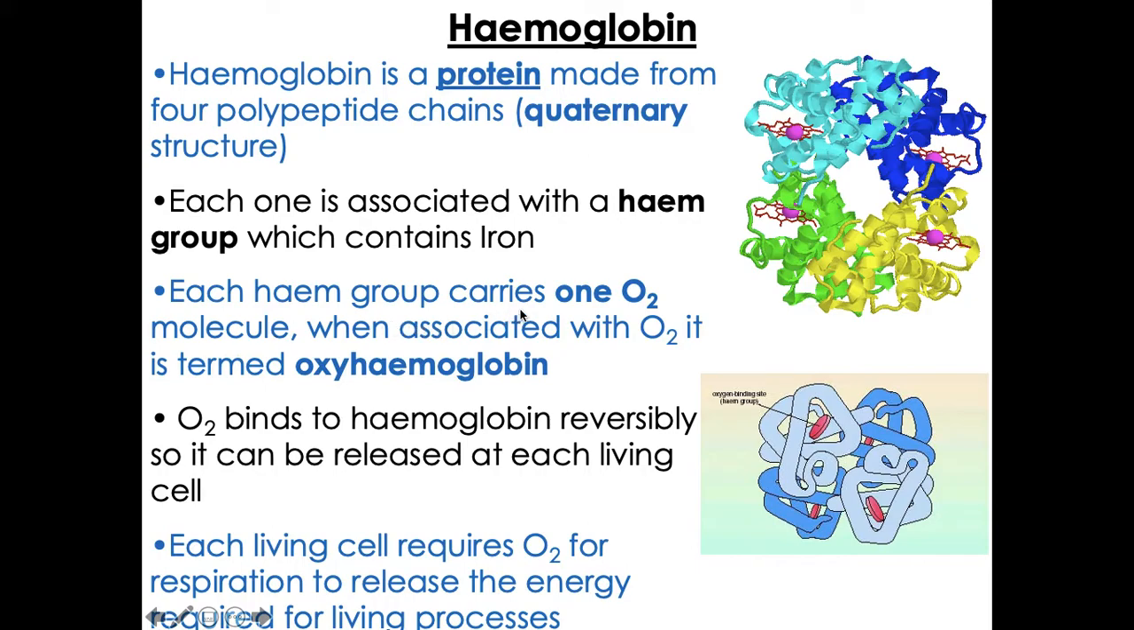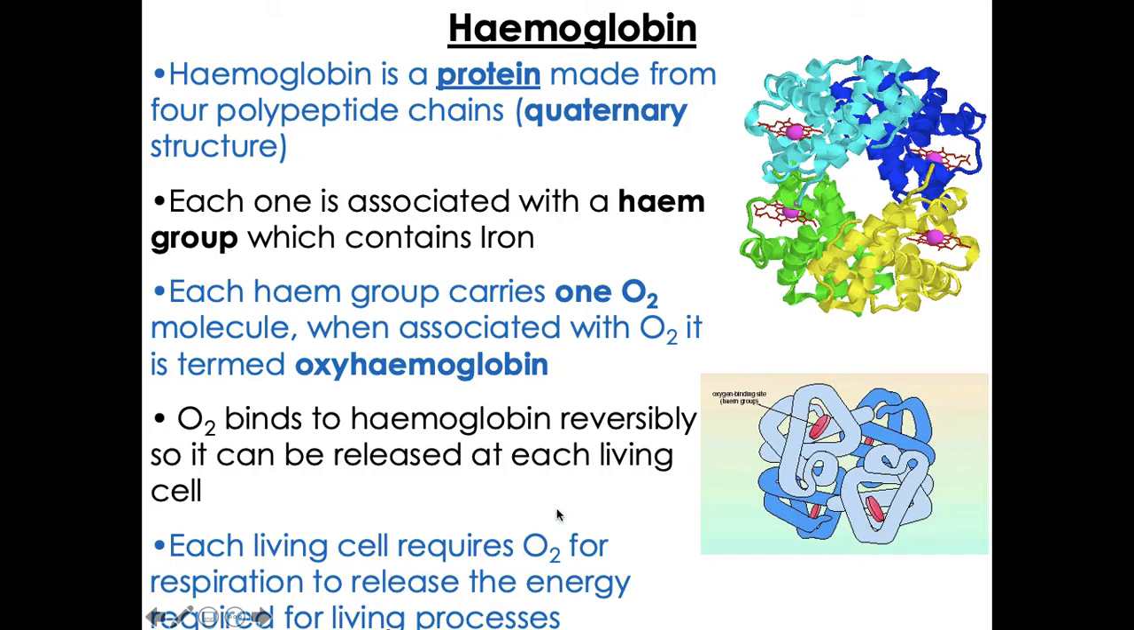Each heme group carries one oxygen molecule. So one oxygen molecule binds to the iron in the heme group. Okay, and when it's associated with oxygen, it's called oxyhemoglobin. Oxygen can bind to haemoglobin reversibly, so we want that. We want it to bind to haemoglobin in the lungs, and then we want it to unbind or dissociate. Sometimes we might say unload the oxygen in the respiring tissues where it can be used for aerobic respiration.